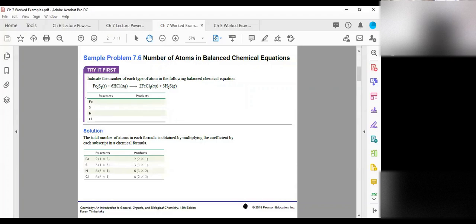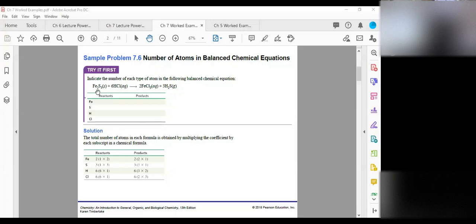So this is chapter 7, once again. I want to make sure that I am sharing this right. Yeah. So here's the worked examples file in chapter 7. It's telling me: indicate the number of each type of atom in the following balanced chemical equation. So if I look at the left-hand side, I see here Fe2S3 plus 6HCl, giving me 2FeCl3 plus 3H2S.